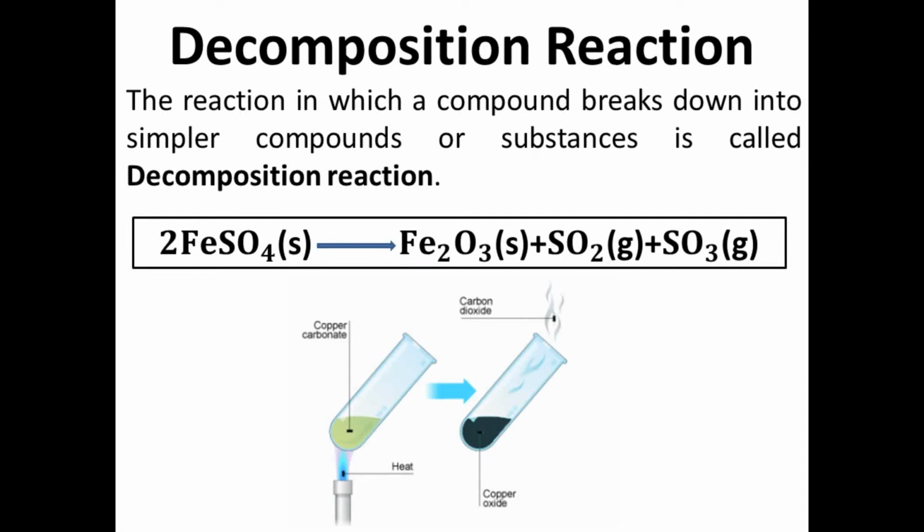Next is decomposition reaction. As the name suggests, decomposition means breaking down. So these are the reactions in which a compound breaks down into simpler compounds or substances. These are known as decomposition reactions. You can see the example, 2FeSO4 breaks down into Fe2O3 plus SO2 and SO3. So from a single compound or substance, FeSO4, there are three compounds which are formed. They are decomposed from the FeSO4.